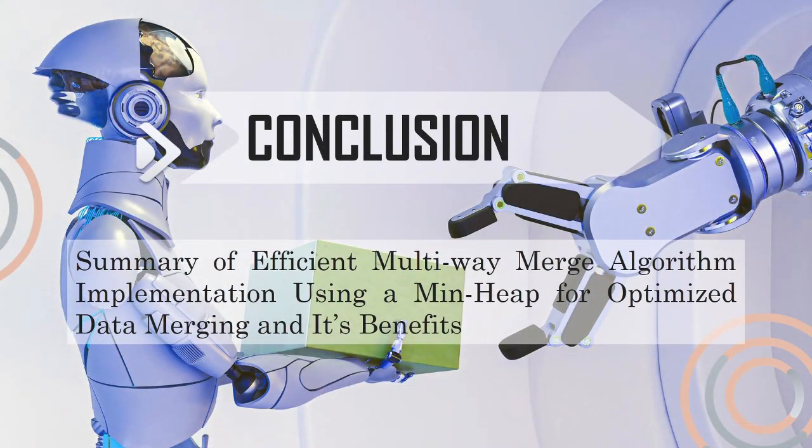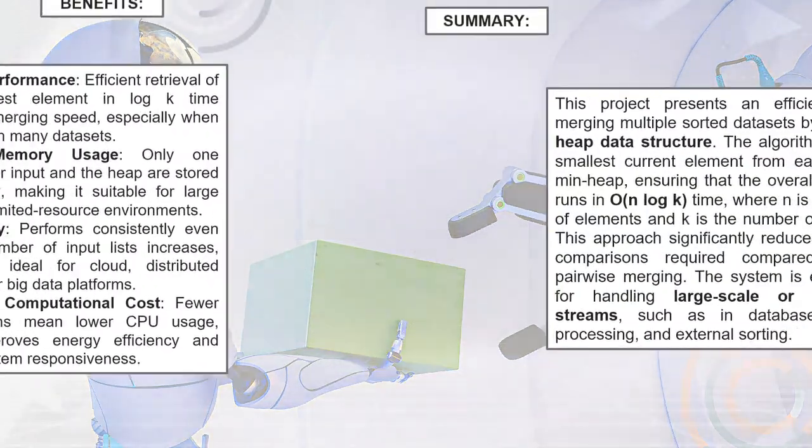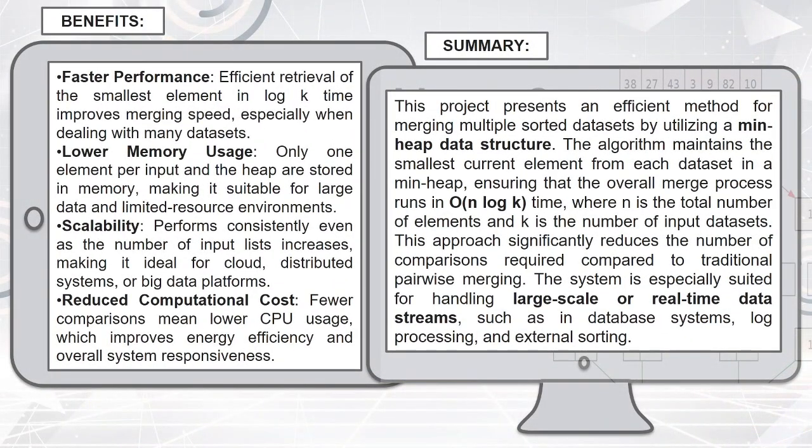So the last part that will be discussed is the conclusion, which includes the summary of efficient multi-way merge algorithm implementation using a min-heap for optimized data merging and its benefits. In this slide, it describes an efficient method for merging multiple sorted datasets, a common task in various applications, such as database systems, log processing, and external sorting. The method leverages a min-heap data structure to optimize the merging process.